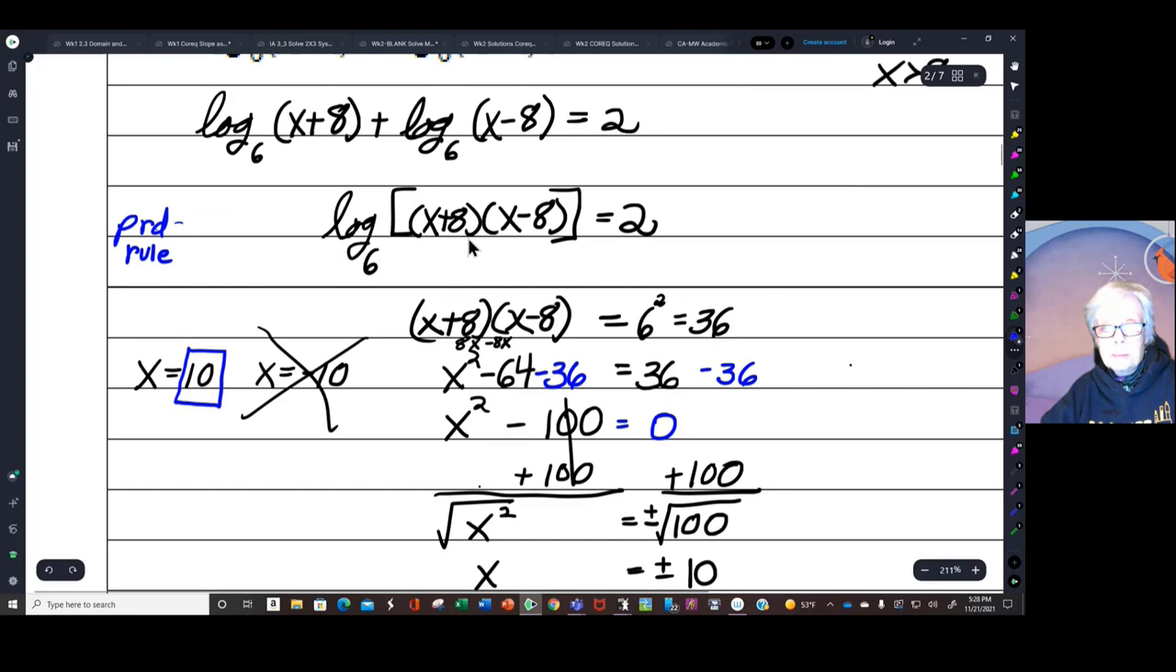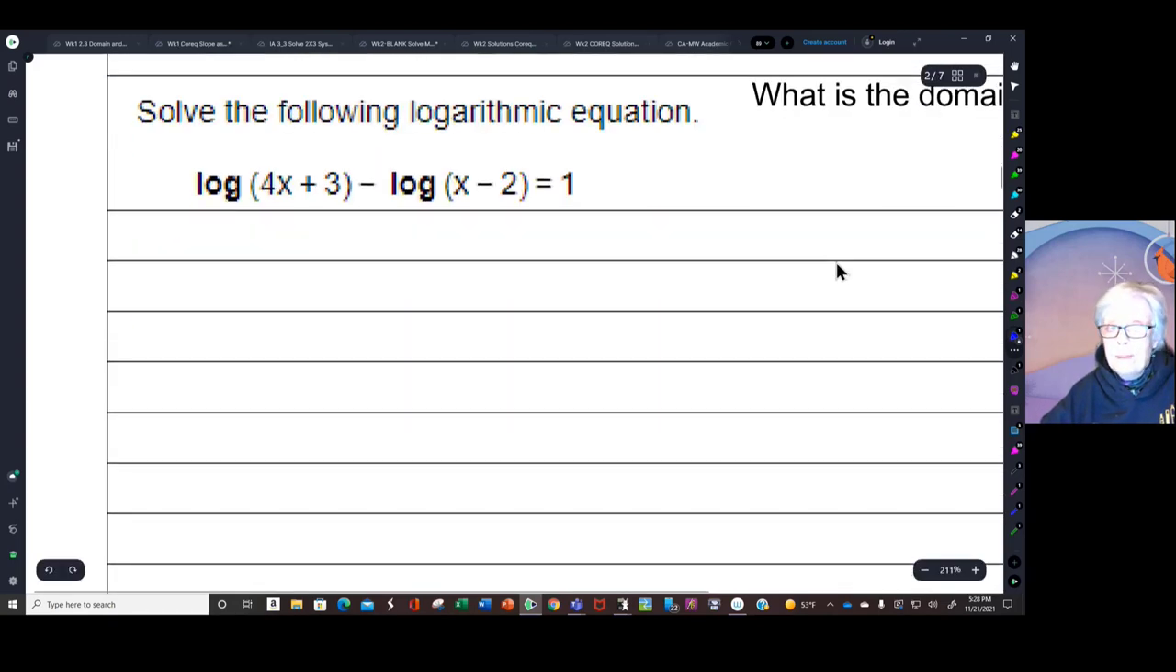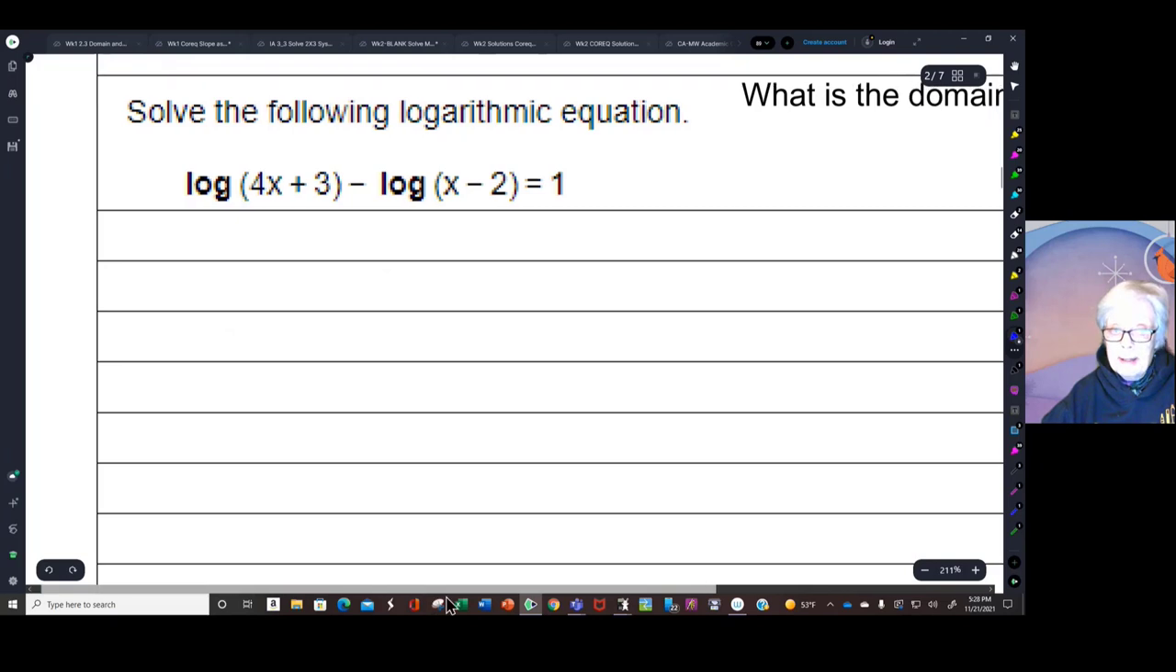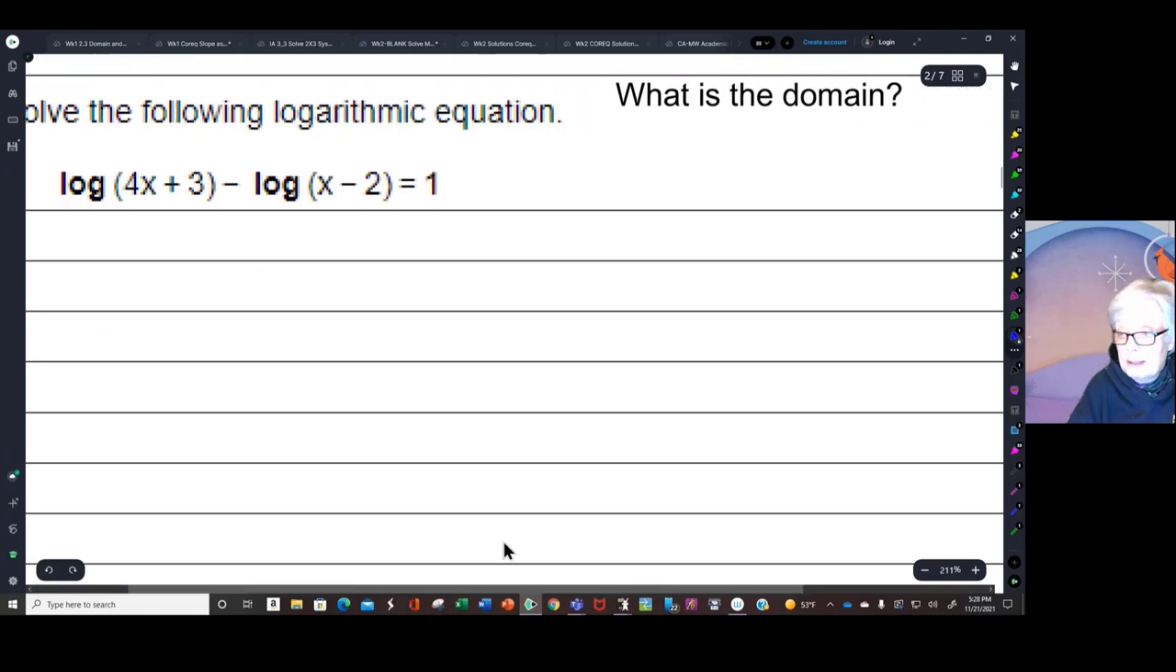So here we are, x plus 8 times x minus 8 using the product rule. Oh, I guess this is too early in solving these to abbreviate. So I better write it out, product. If we'd been doing this for weeks on and off, PRD would be fine. But now I'm not going to forget the domain again. Look at those arguments.